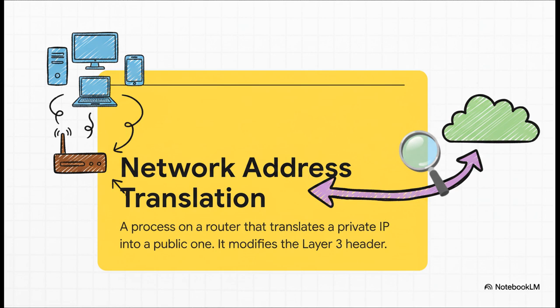At its heart, NAT is just a process that lives on your router. Its main job is to play a little game of switcheroo. It takes a data packet from your computer, looks at the private from address, and swaps it out for your router's single public IP address before sending it on its way. It's all happening at what network folks call Layer 3, the part of the data packet that deals with IP addresses.